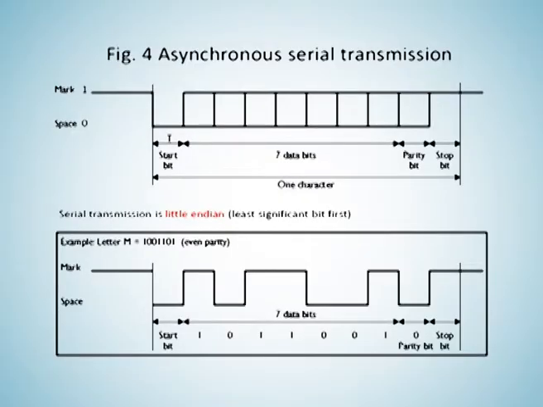Let us look at the asynchronous method in greater detail. Refer to figure 4 depicting two diagrams. The upper diagram shows the bits sent in sequence in this protocol, while the lower part shows transmission of a single character M in ASCII code of 7 bits, 100 1101, with a parity bit.